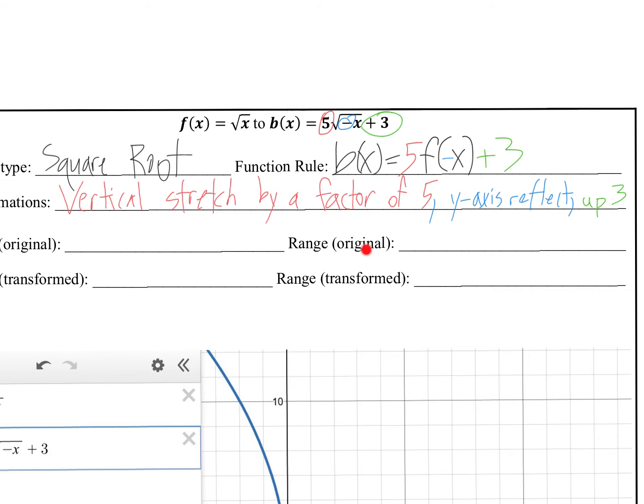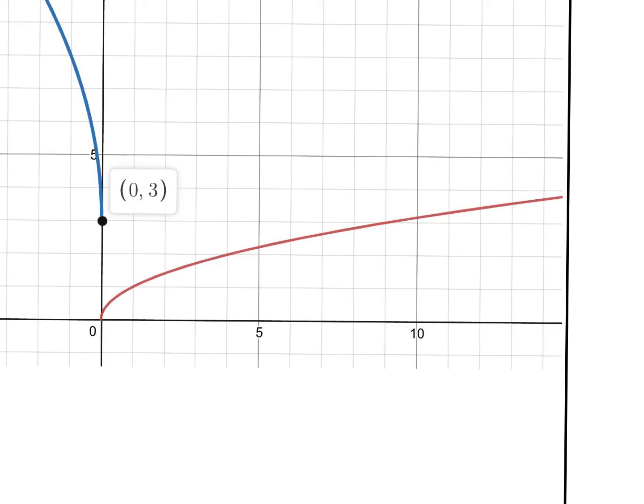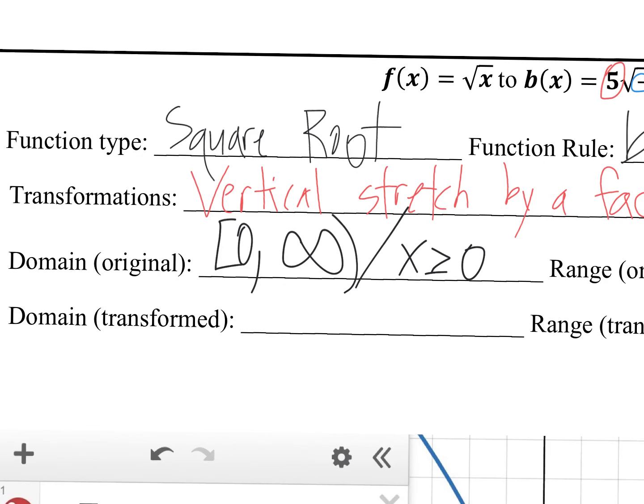Let's go over the domain and range of the original versus the domain and range of the transformed. My original in red here, the domain is not all real numbers because it starts at 0 and goes to the right, so it's going from 0 to infinity. You'd have 0 in a bracket because it definitely starts at 0, since you can take the square root of 0. Type the square root of 0 into a calculator, it tells you the answer is 0.